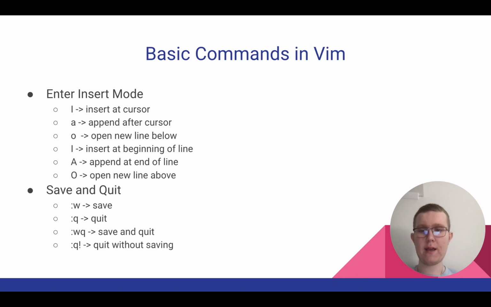So for saving and quitting, if you want to just save something, you put :w. If you want to quit, :q. If you want to save and quit, which is honestly the most widely used one, because usually if you want to do one, you want to do both, you type in :wq. And if you want to quit something without saving, if you want to just abandon the document you're on, you do :q!